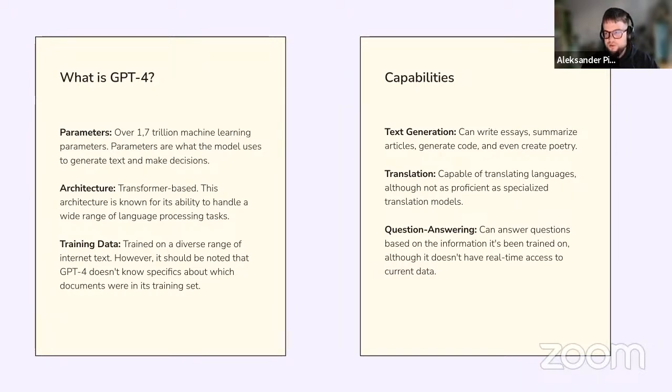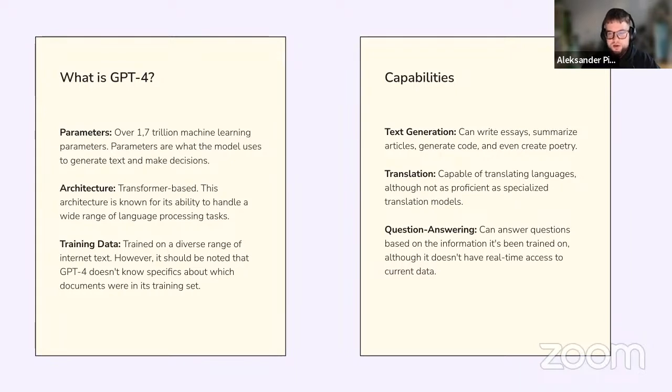However, the training data that was used for ChatGPT-4 is not presented to the core of the GPT. It was trained on a diverse range of internet texts. However, it should be noted that GPT-4 doesn't know specifics about which documents were in its training set. It's all about the text, and it's all about scraping the web and getting as much data as possible.